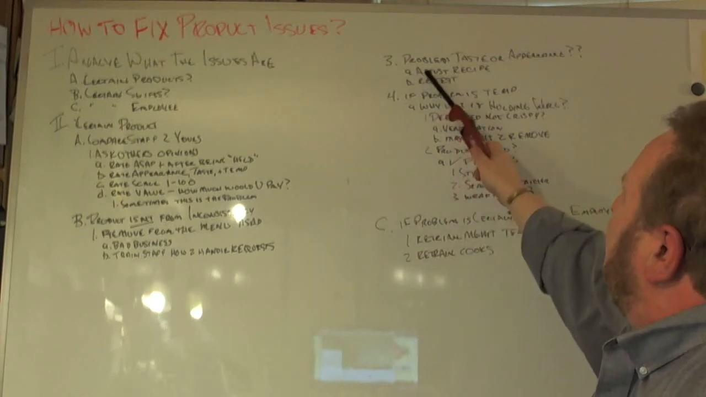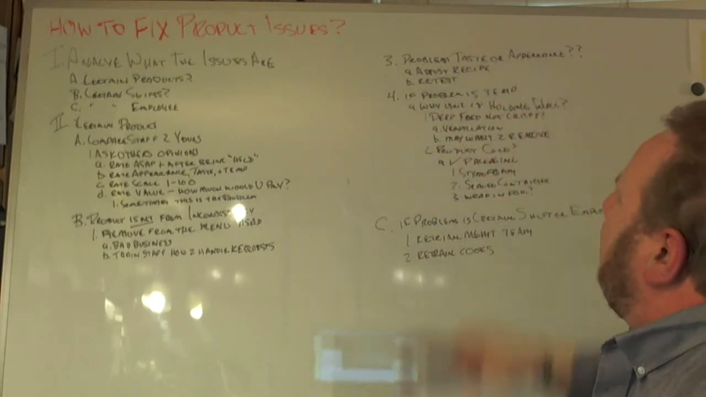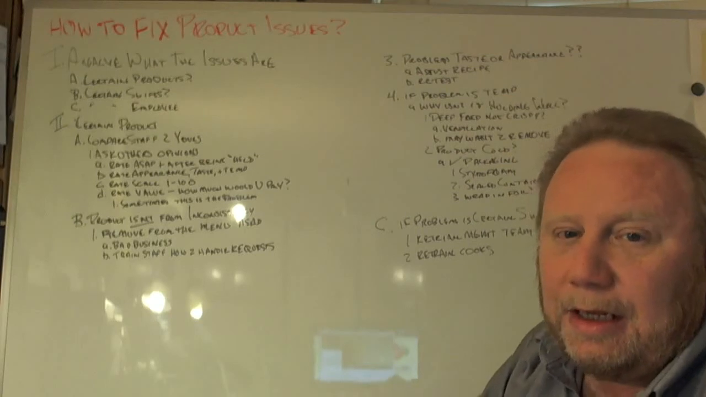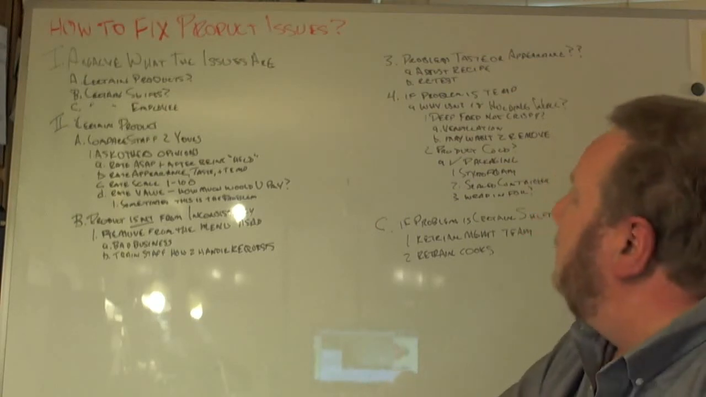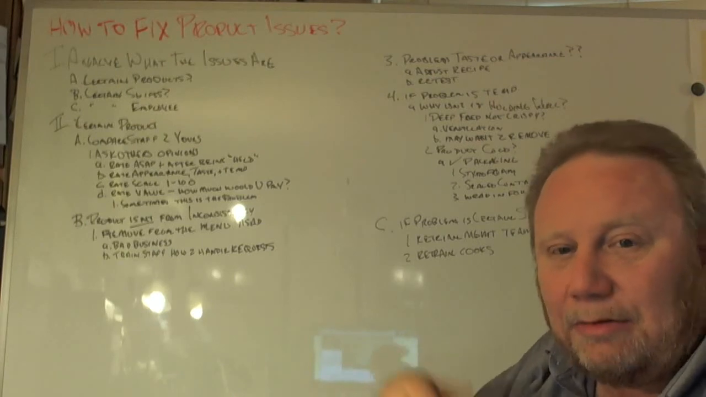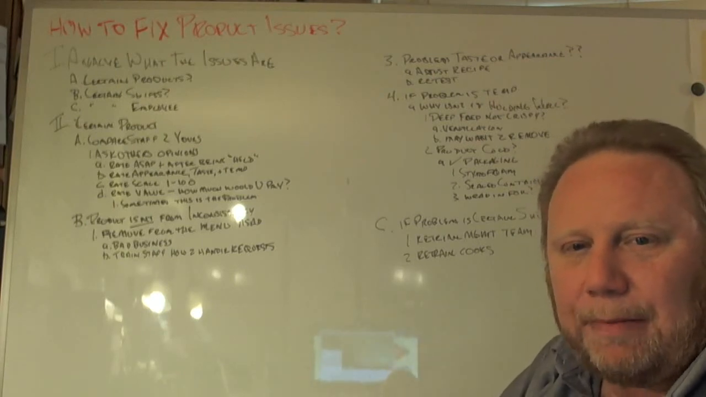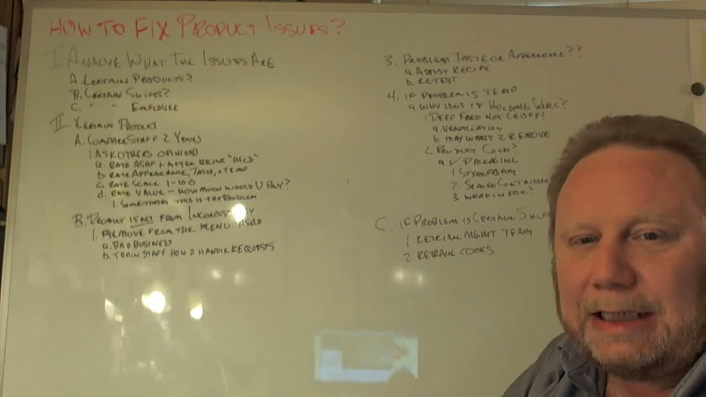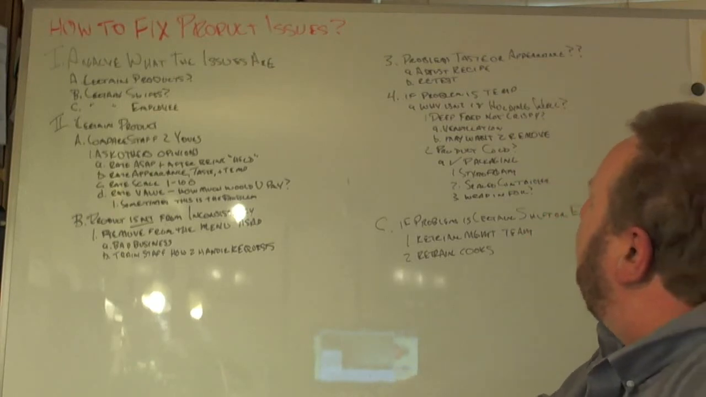Next is the problem's taste or appearance. If it's taste or appearance, adjust the recipe and then retest. And when I say retest, make the product to have people taste test it again.